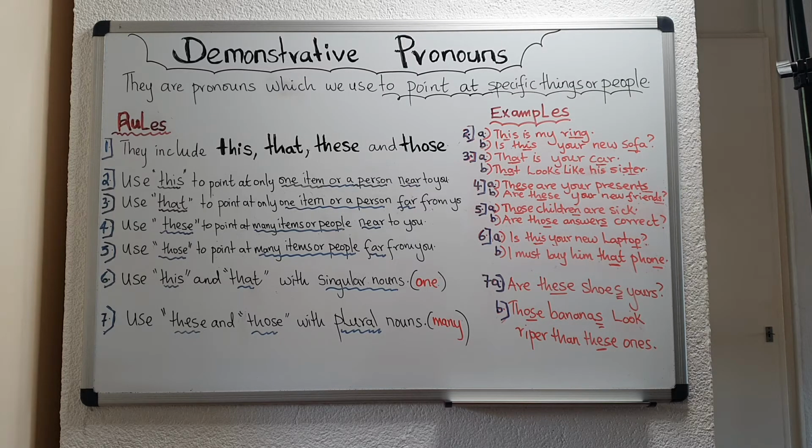Now, let us move on to rule number 3. Use that to point at only one item or one person far from you. Okay, so they must be far from you, not close to you. So you use that when you want to point at a specific thing, just one thing, just one item, or just one person. But they also must be far away from you.